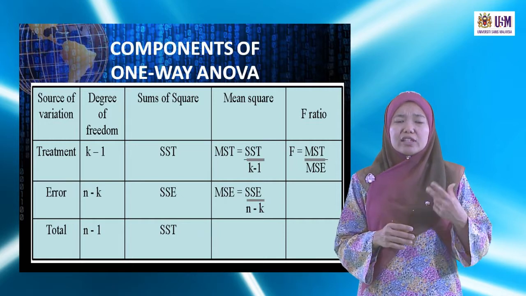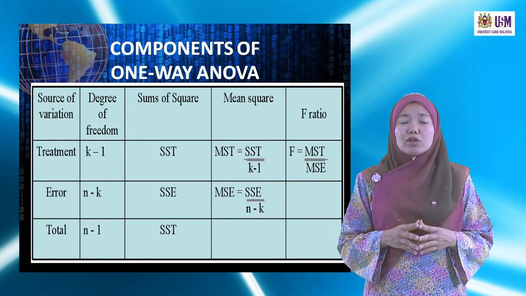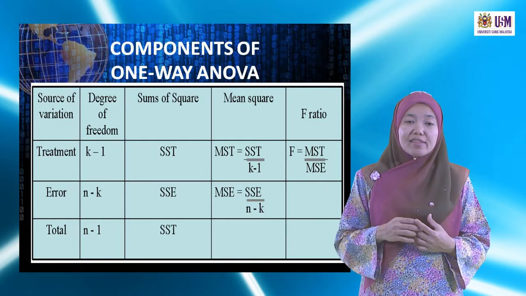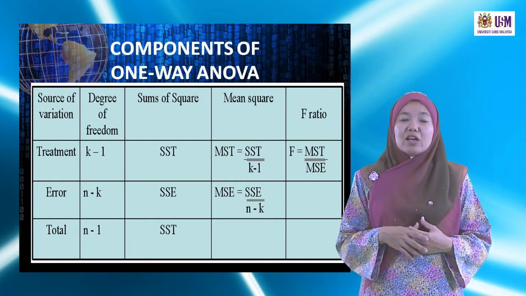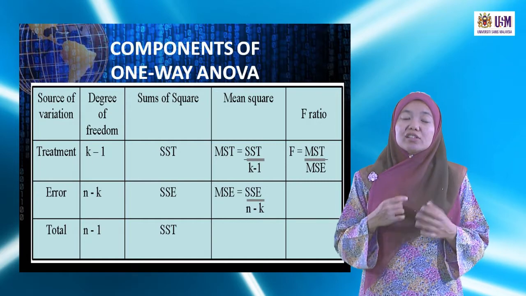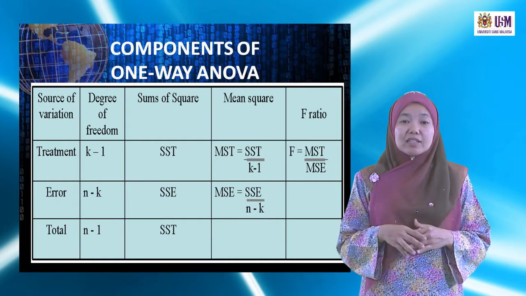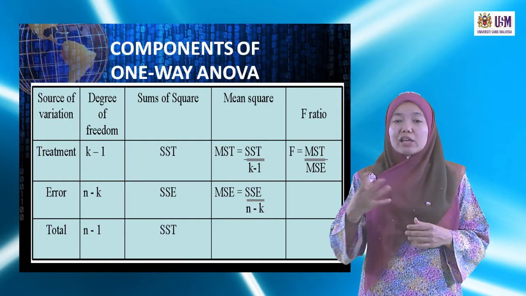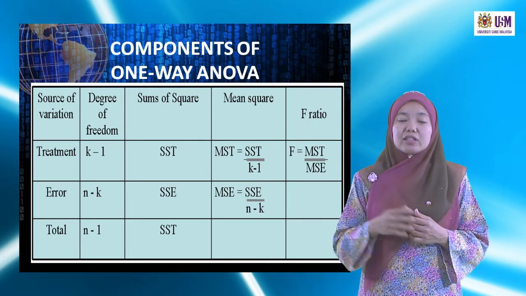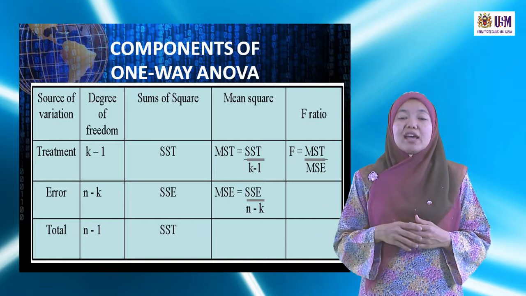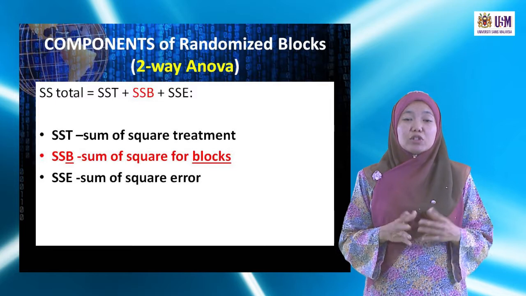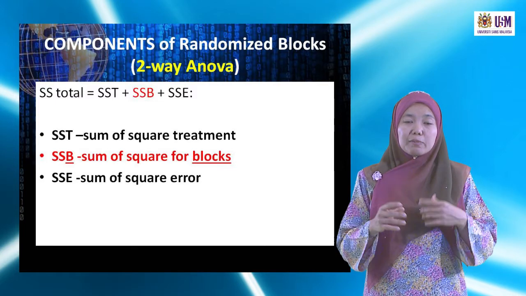So when it comes to the second column, degree of freedom, if you want to calculate the total degree of freedom, you have k minus 1 plus n minus k, so basically the k offset each other, and the total degree of freedom is simply n minus 1. Same thing for sum of square. Sum of square for total, SST total, is made up of sum of square for treatments and then sum of square for error.